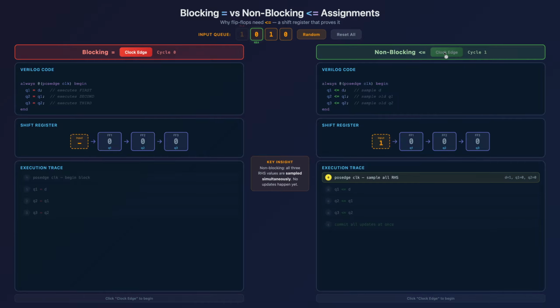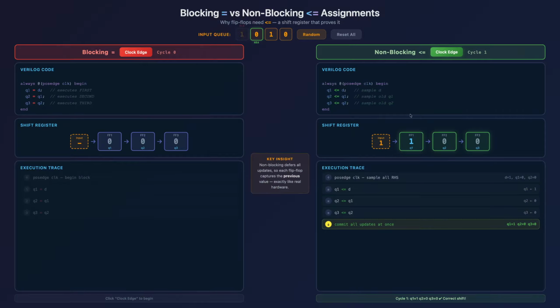On a clock edge, you see that all the things get updated at once. That's what non-blocking means, that you don't have to have Q1 assigned to D before Q2 gets assigned. All these get assigned at once. And so that first one gets clocked into the shift register.